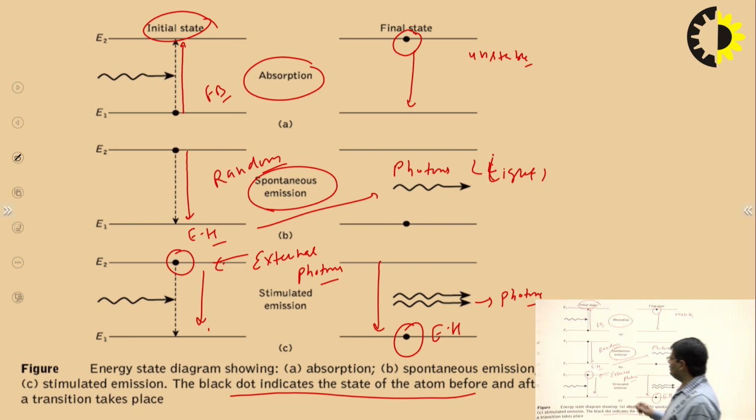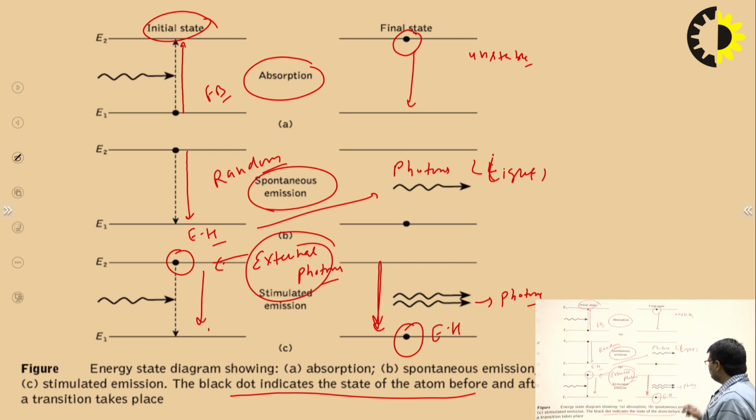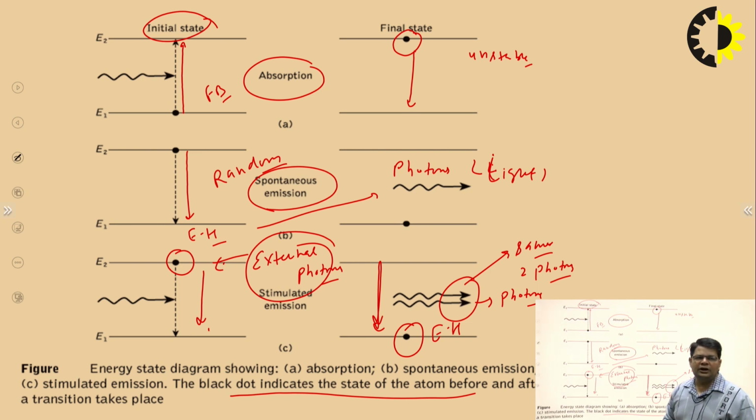But if this external incident photon has the same characteristics, with energy equal to the band gap, both of these will have the same characteristics. So we have a monochromatic, coherent and focused beam of light, that is, two photons are generated. This is known as stimulated emission.